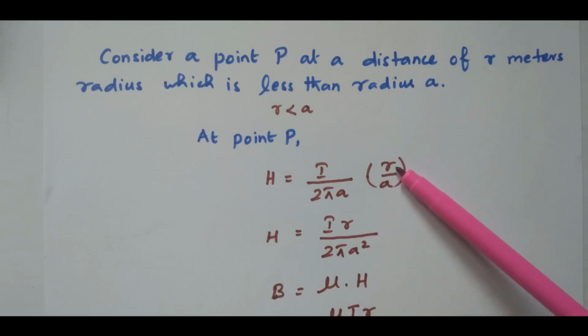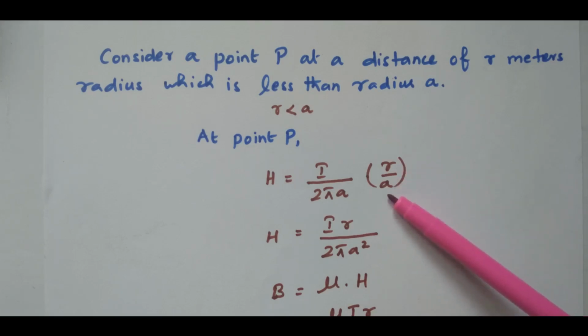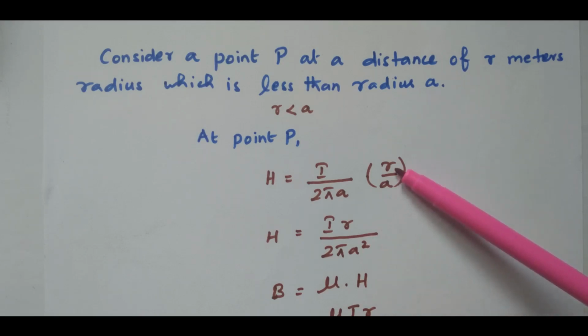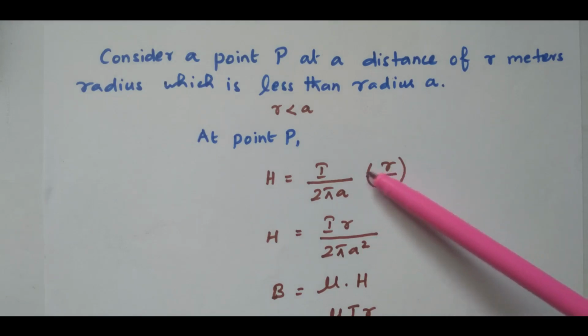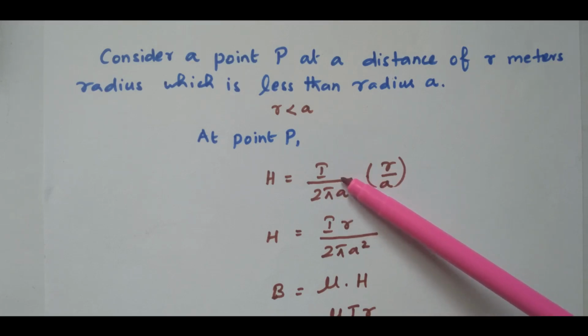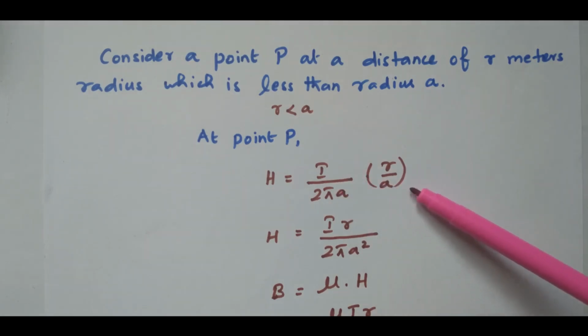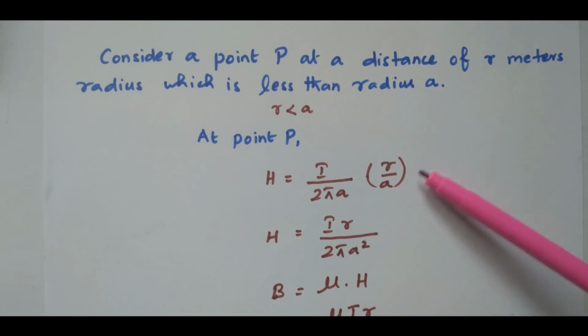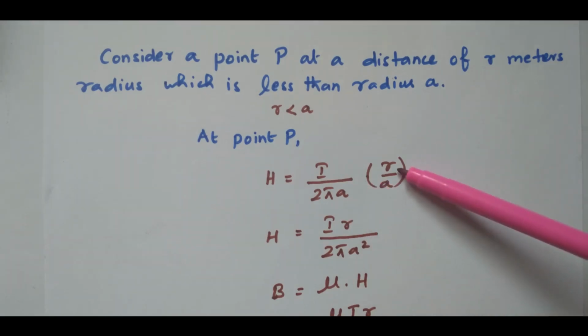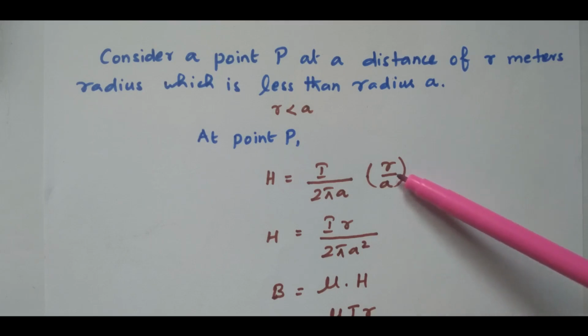So we multiply with the ratio r by a. What is r and what is a? a is the radius of the conductor, and r is the radius of the assumed point P, which is less than a. If r is 50% of a, we get 50% of the ratio. If r is 70%, then 70% will be multiplied. For example, a is 10 meter, r is 5 meter, then 5 by 10 is 1 by 2, so 50% will be multiplied. In order to make the ratio between r and a, we multiply with r by a. If a and r are equal, it gets cancelled. Otherwise the ratio will be multiplied.